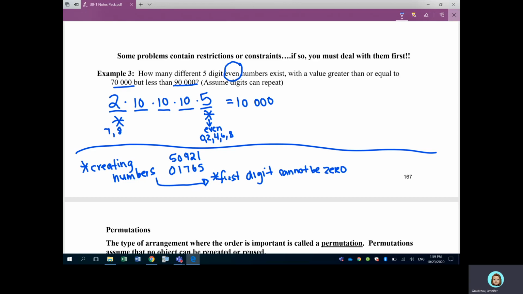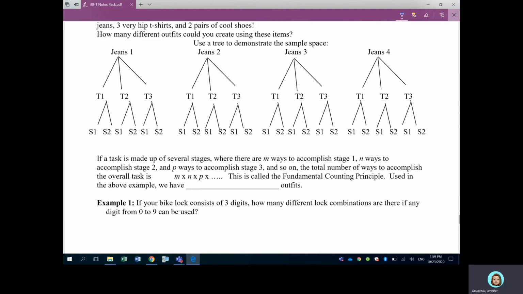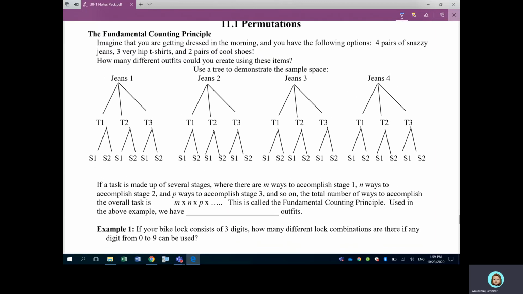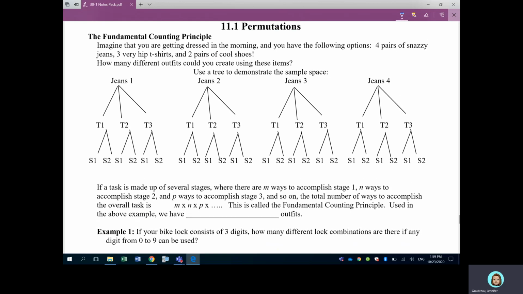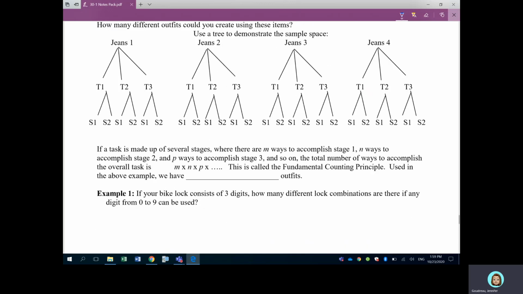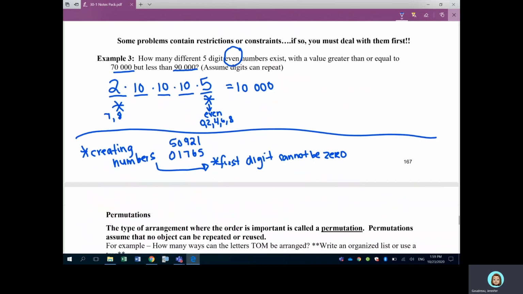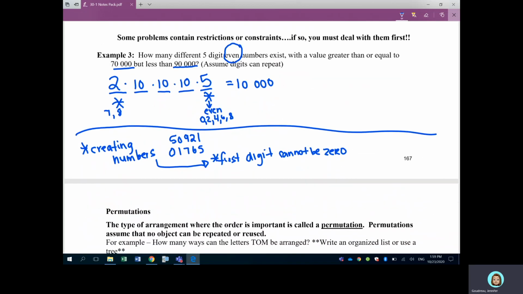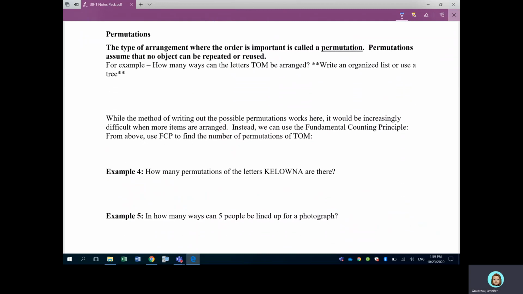So those are 3 examples where we are using the fundamental counting principle to calculate the number of ways to accomplish a task. We had an outfit question, which sometimes also appears as a menu question where you've got certain items to eat at certain stages. We have a bike lock question, which is also similar to a PIN code question. And then we had example 3, which is creating a number. So let's go ahead and move on and let's talk about permutations.